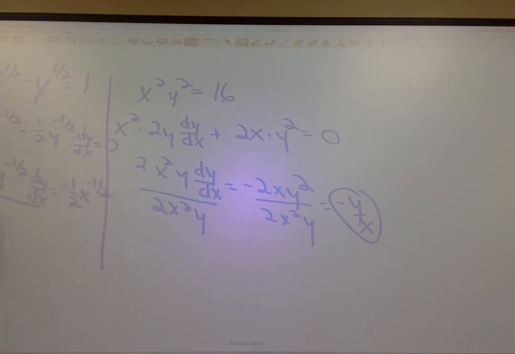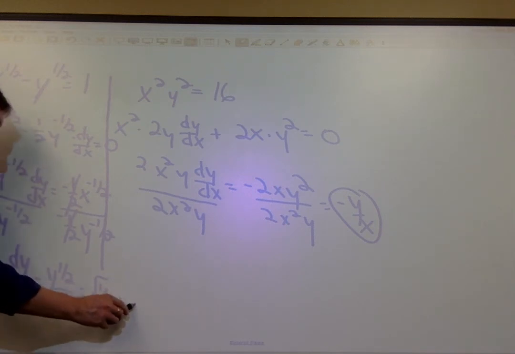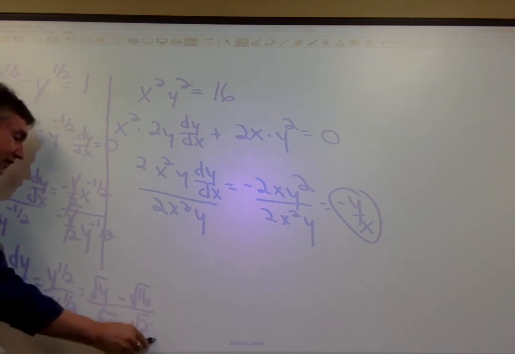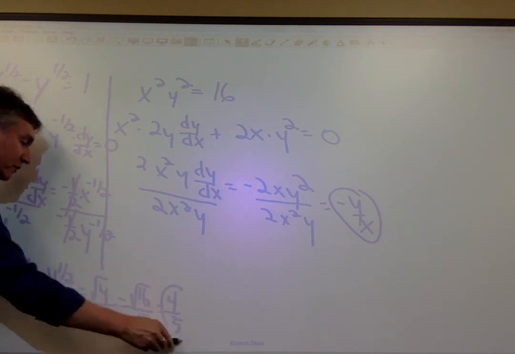When I divide, what happens to the negative 1/2? They cancel. If I want to make these to the positive 1/2, I swap them. This will go up and that will go down. So it is dy dx equals y to the 1/2 over x to the 1/2, which is square root of y over square root of x. If you plug in the x, y order I gave you, 25, 16, that was square root of 16 over square root of 25. So the slope of the tangent was 4/5.